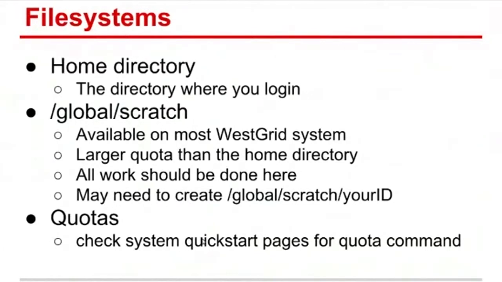The couple of systems where you don't have the two sets of directories is on Jasper and Hungaby, where there's only the home directory, which means that it has a large quota, like other global scratch space on other systems, but it is not backed up. Different WestGrid sites have a different command for checking your quota as well. So you can look at the quick start pages for a particular system to find the quota command.